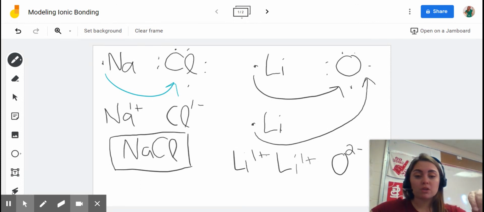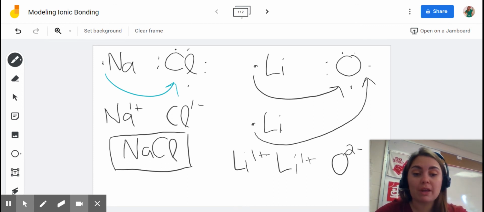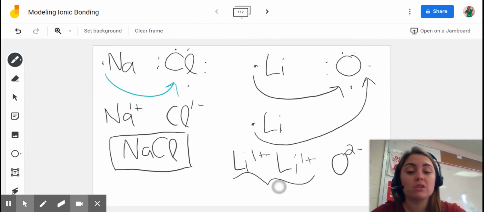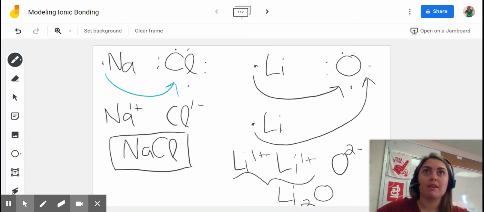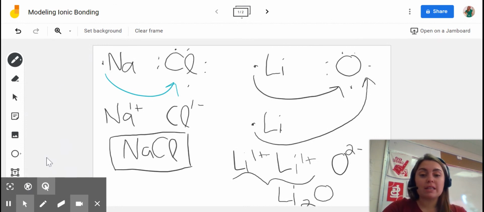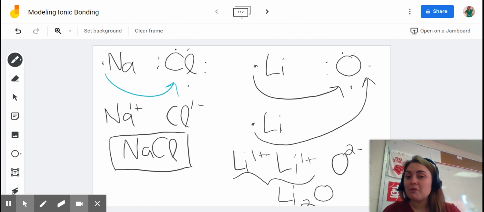All compounds are neutral, which is why we know this compound works, because we ultimately have 2 positive charges right here with our 2 negative charges, and that leads to a total compound of Li2O. And that 2 is there because we have 2 different lithium ions. And that's pretty much all you need to know for drawing these compounds and modeling our ionic bonding. So please let me know if you have any questions.